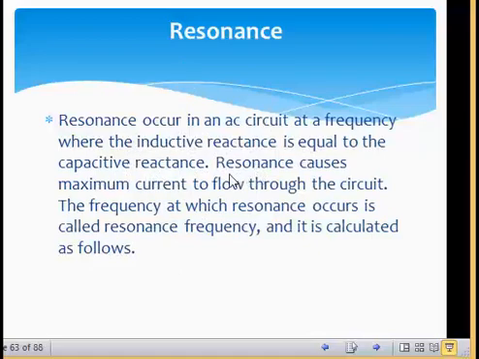Now this resonance causes maximum current to flow. In a situation where inductive reactance and capacitive reactance are equal, maximum current will flow. Why? Because they cancel out to give zero.